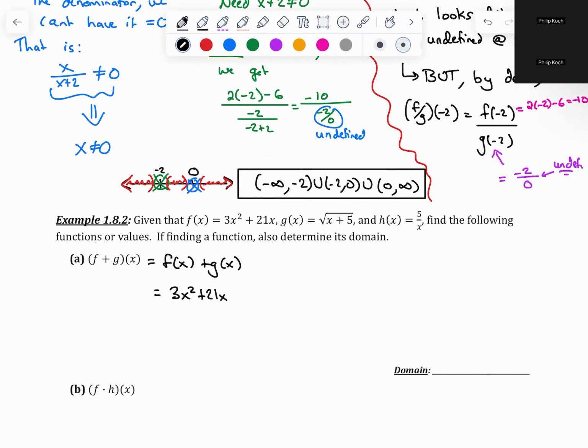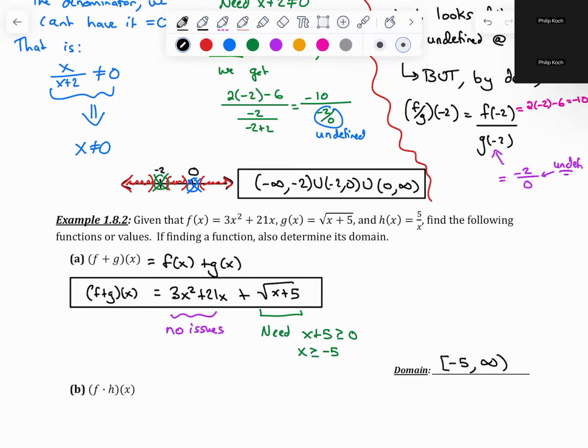Yes. Why were there no issues on the 3x squared? The 3x squared? Because it's just a 3x squared. You can plug in whatever you want to the 3x squared, and it always produces a number. 3 times -1 squared is +3. 3 times -2 squared is +12. Any number that you plug into that polynomial portion will always result in a number. It's only the radical portion that causes issues. Is that all right? Yep.